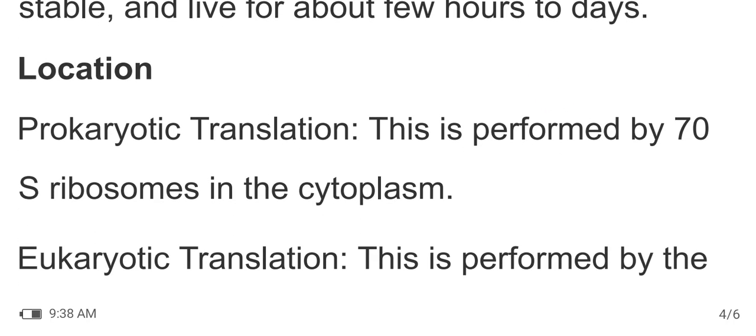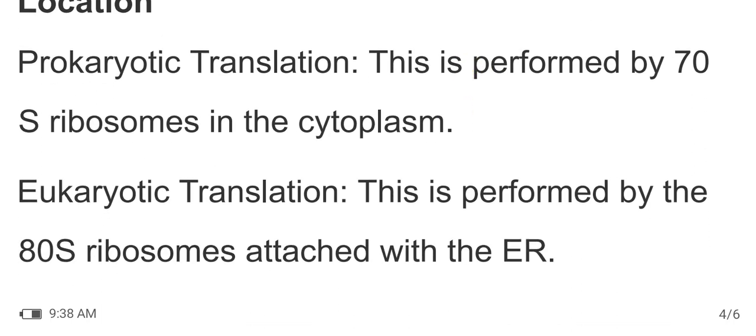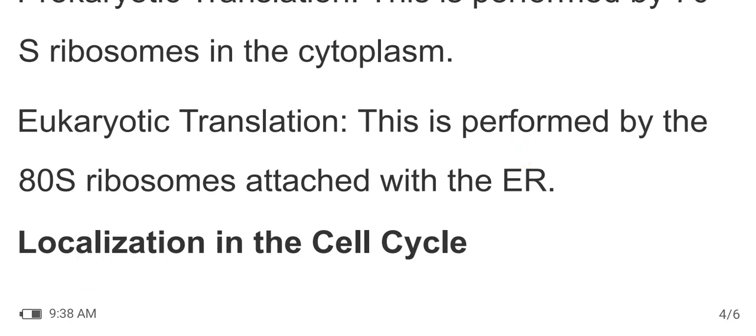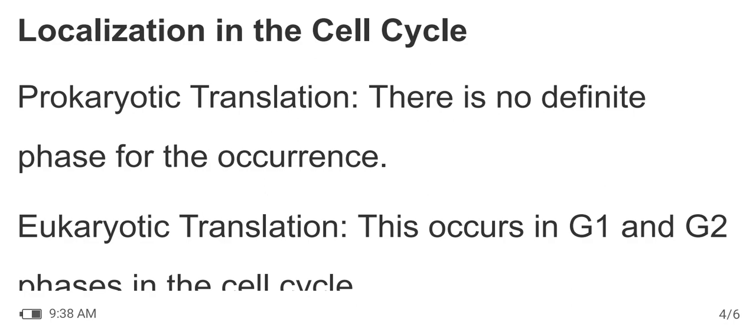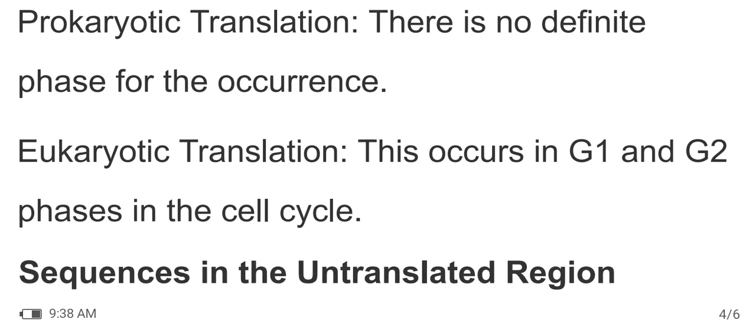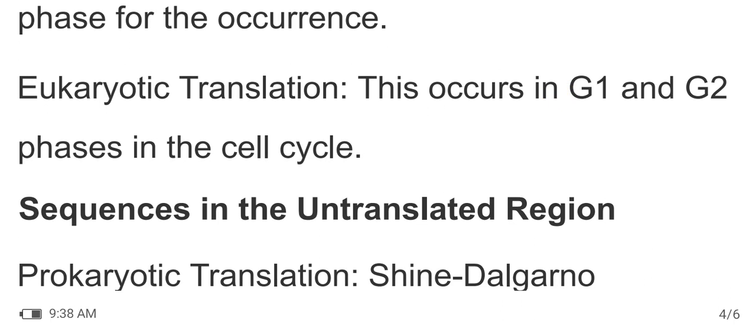Location: prokaryotic translation is performed by the 70S ribosome in the cytoplasm. Eukaryotic translation is performed by the 80S ribosome attached to the ER. Then localization and the life cycle: in prokaryotic translation, there is no definite phase for the occurrence. Eukaryotic translation occurs in the G1 and G2 phases of the cell cycle.